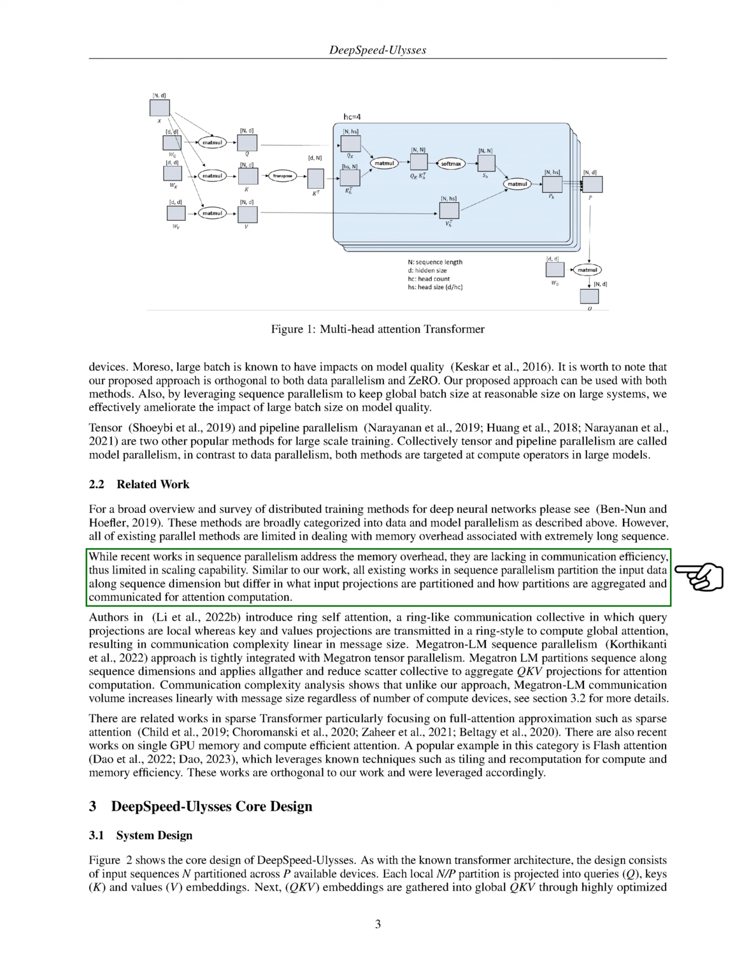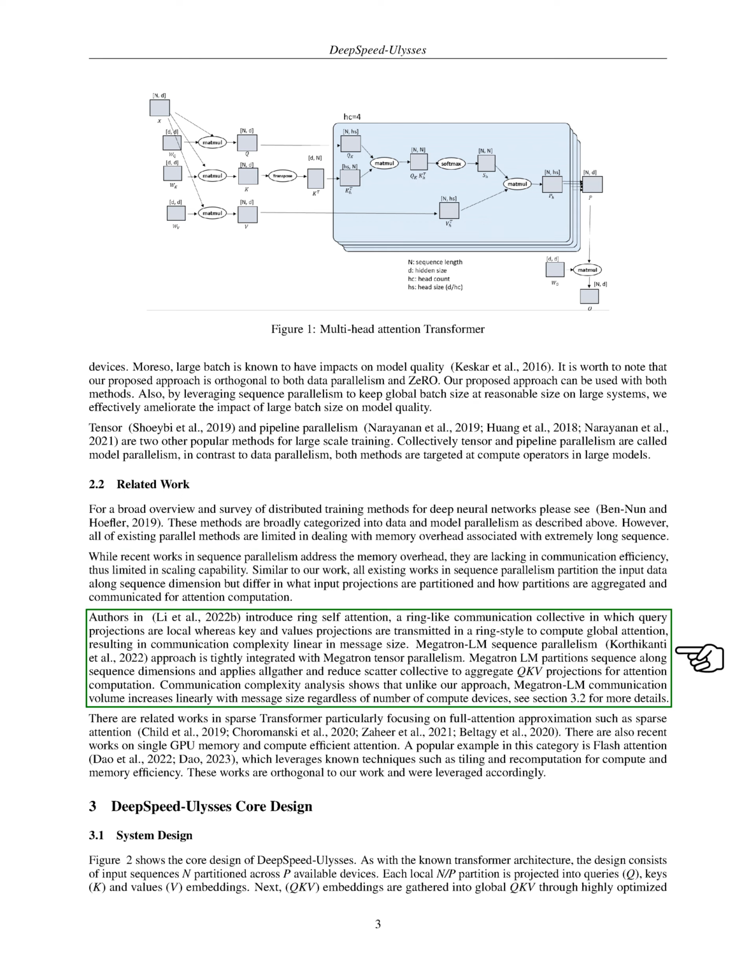In sequence parallelism, the input data is divided along the sequence dimension. However, different methods vary in how they partition input projections and how these partitions are aggregated and communicated for attention computation. For instance, one method uses a ring-like communication collective, where query projections are local, and key and value projections are transmitted in a ring style to compute global attention. This results in communication complexity that increases linearly with the size of the message.